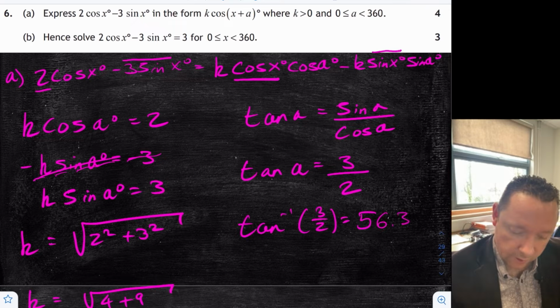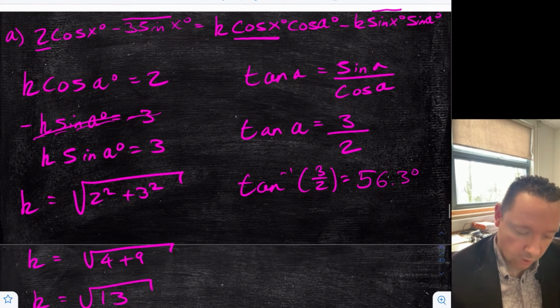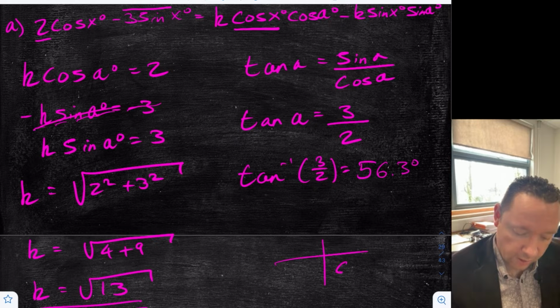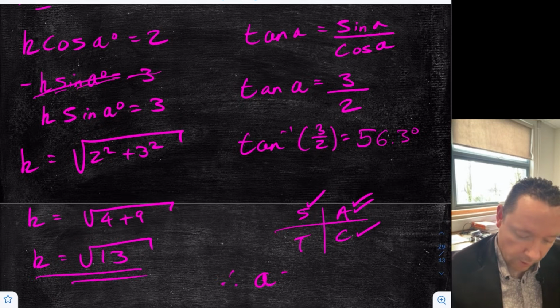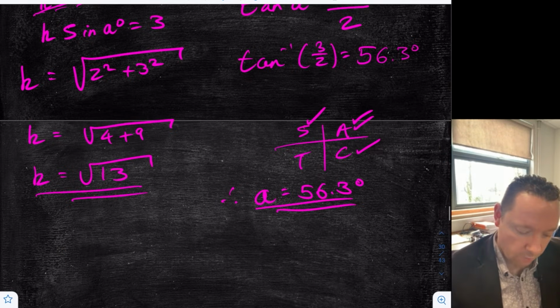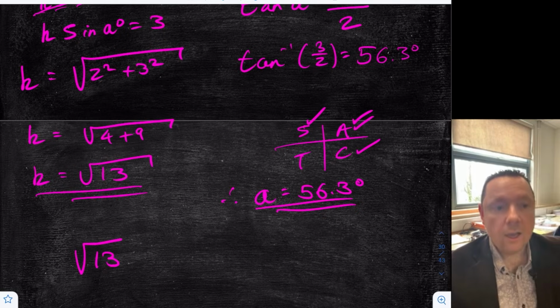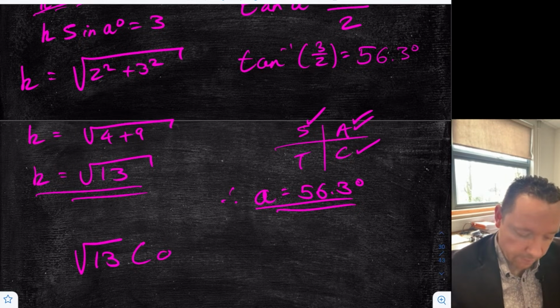And we just need to check if we're in the correct quadrant. We should be, because everything's positive, but just a double check. Cast diagram. Always checking from your cos and sine. So your cos was positive and your sine was positive, which means positive cos, positive sine. You're in the first quadrant, and therefore a equals 56.3 degrees. Now we just write it in the correct form. So it's root 13 cos(x plus 56.3 degrees). And we're done for part A.